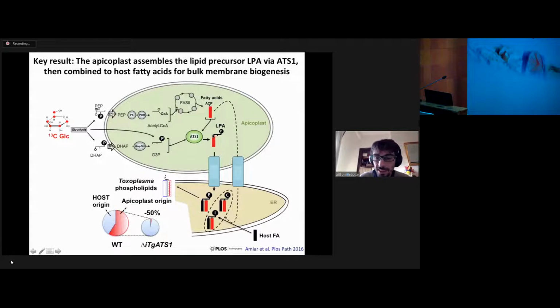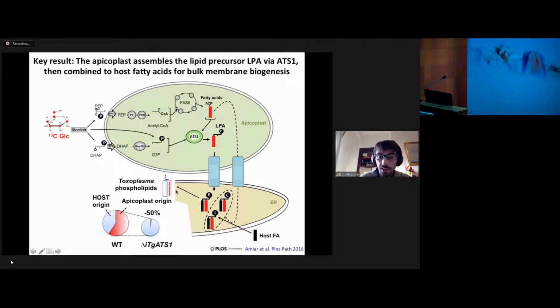This lysophosphatidic acid is then exported and combined with host fatty acids to make the bulk of Toxoplasma phospholipids. Without ATS1, you lose about 50% of the full mass of phospholipids, and you lose all of the apicoplast-origin fatty acids. That also means the parasite has to make patchwork lipid, where it takes fatty acid from what it makes itself and combines it with scavenged fatty acid.